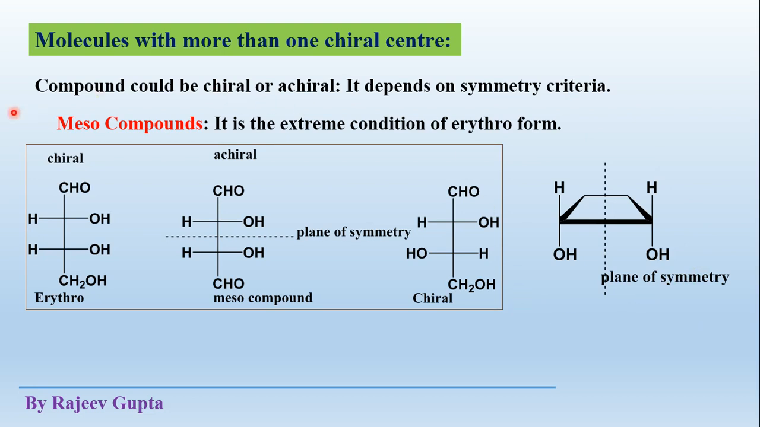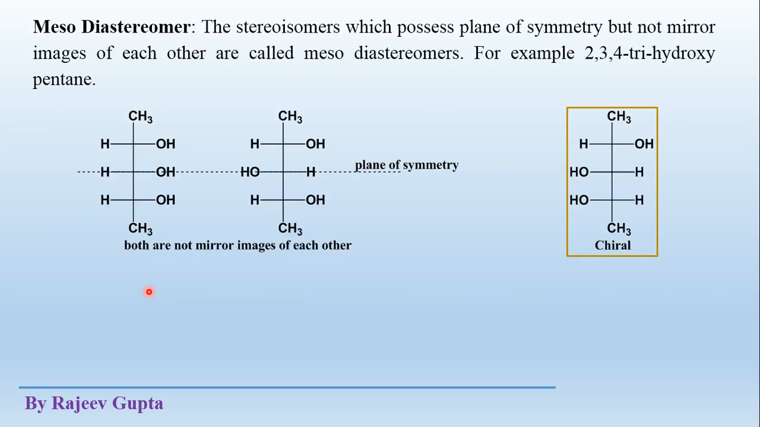Okay, so these are some examples of compounds which have more than one chiral center. Okay, now see an example of a molecule which contains three chiral centers. Okay, three chiral centers, or we say two chiral centers and one pseudo chiral center. See, these are also meso compounds, and the relation between these compounds is diastereomeric because these are not mirror images. So a new term has come, that is meso diastereomer.